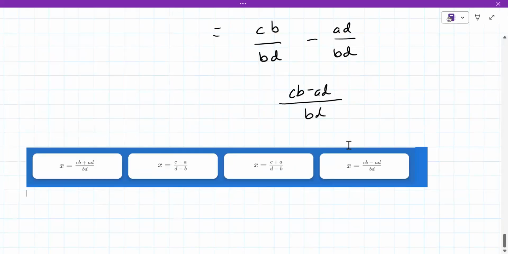All right, so which of these? The last one. The last one's the only one that everything is the way that we wrote it. All right.